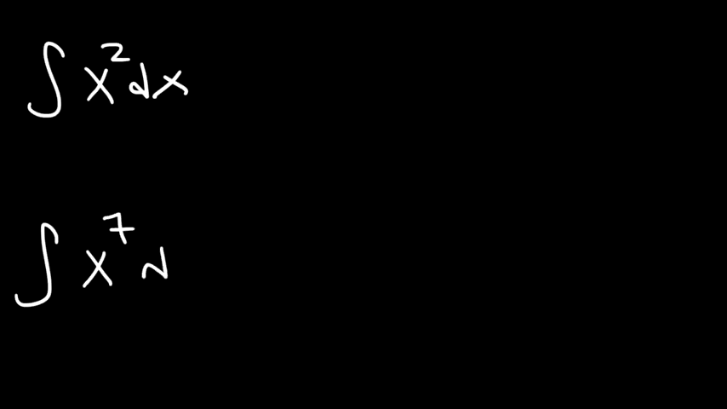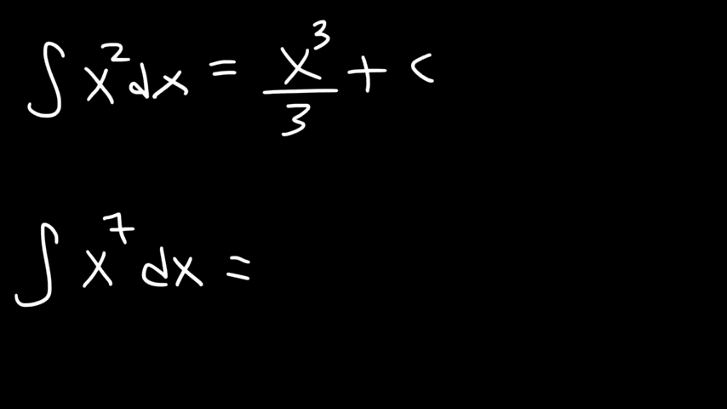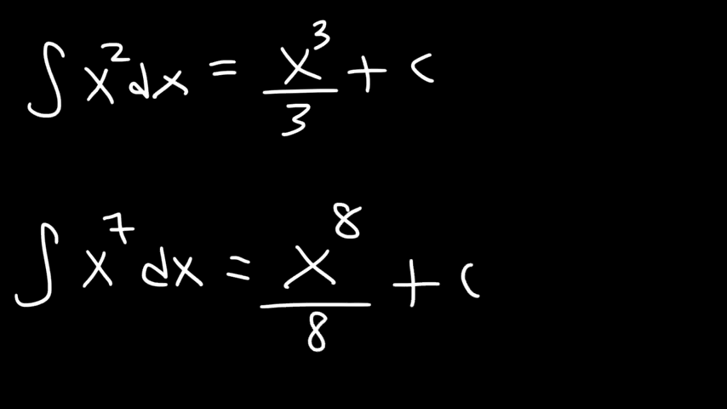Go ahead and try these two examples. Find the antiderivative of x squared and x to the 7th. So feel free to take a minute and try those two. So this one is going to be x to the 3rd over 3 plus c. You just add 1 to 2. And then 7 plus 1 is 8. So this is going to be x to the 8 over 8 plus c. And so that's a simple way in which you could find the antiderivative of a monomial.